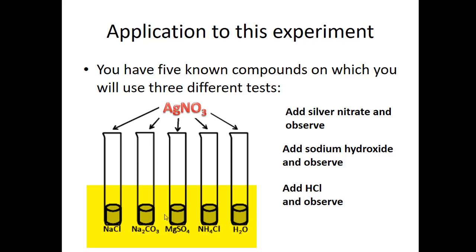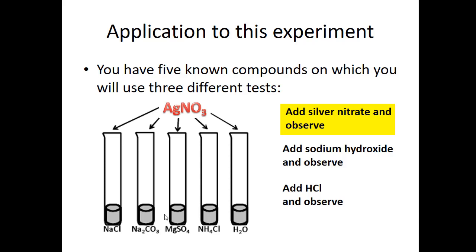So for experiment 2, we have known compounds: sodium chloride, sodium carbonate, magnesium sulfate, ammonium chloride, and water. And when you add silver nitrate to each one of these, something is going to happen. You're either going to get a precipitate, a color change, or gas evolution. Something is going to happen, right? When you test with silver nitrate, this is one of your 3 different tests. When you add silver nitrate to any of these 5 compounds, you're going to observe something.